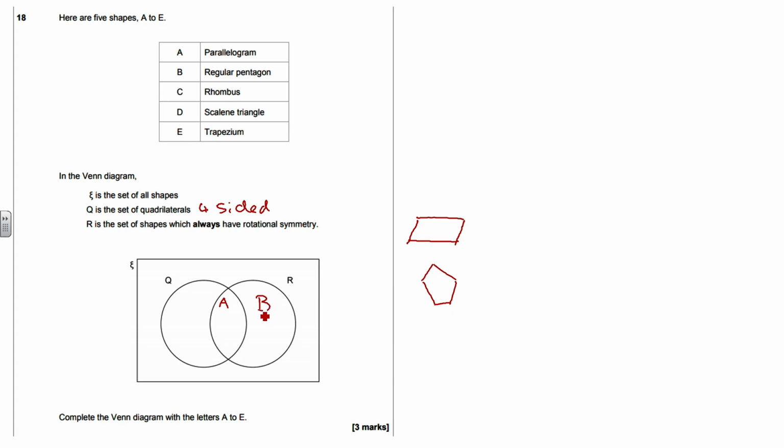C is a rhombus. Now a rhombus is effectively a parallelogram where the sides are actually the same length. So it's kind of got symmetry there and symmetry there. All the sides are the same length. But otherwise, in terms of this question, is it four-sided? Yes. If I rotate it, will it fit on itself? Yes. When it's upside down, it will fit on itself again. So we can say that C, our rhombus, is in both groups. D is a scalene triangle. Now, a scalene triangle is a triangle where all the sides are different.